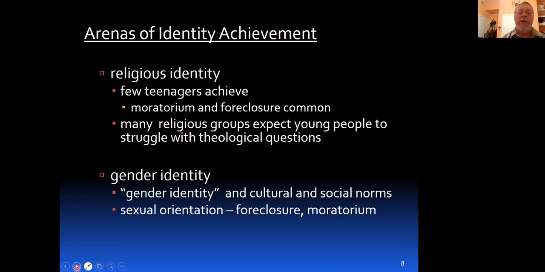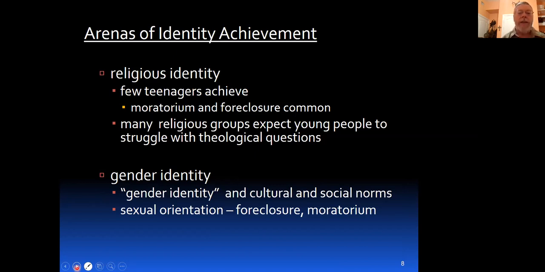Many religious groups expect that young people are not yet at a point of a solid religious identity, and that they therefore are going to struggle with various theological questions. So often religious groups will host retreats and groups where adolescents can learn more about that faith and ask questions about it to determine if this is indeed the identity that they want to adopt.